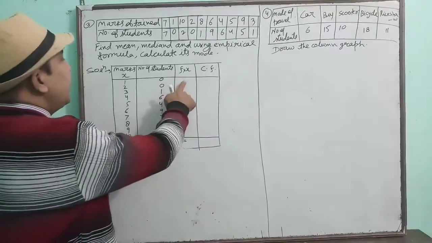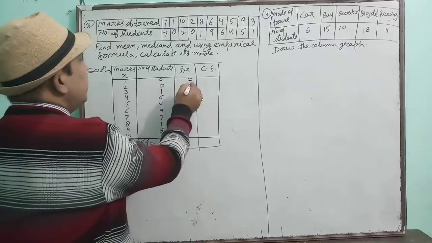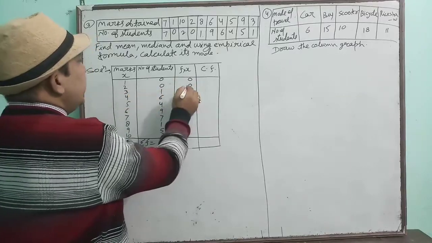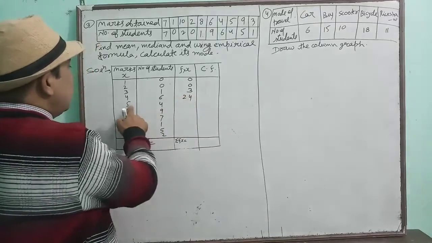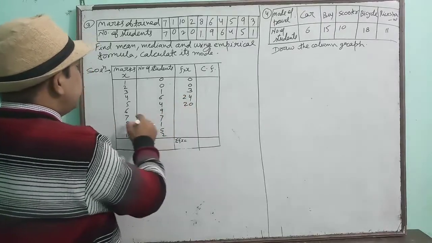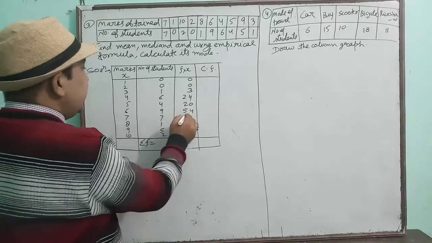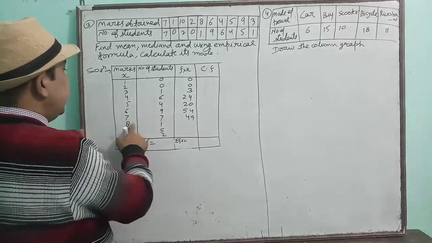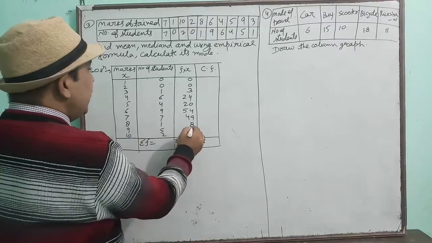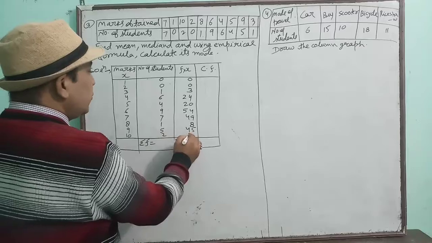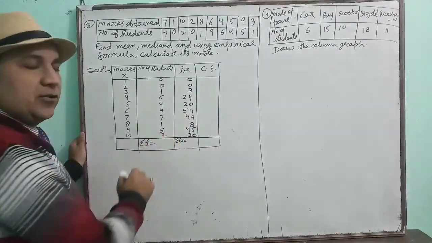After doing this, find fx. 1 into 0, 0. 2 into 0, 0. 3 into 1, 3. 4 into 6, 24. 5 into 4, 20. 6 into 9, 54. 7 into 7, 49. 8 into 1, 8. 9 into 5, 45. 10 into 2, 20. You have completed the column f into x.